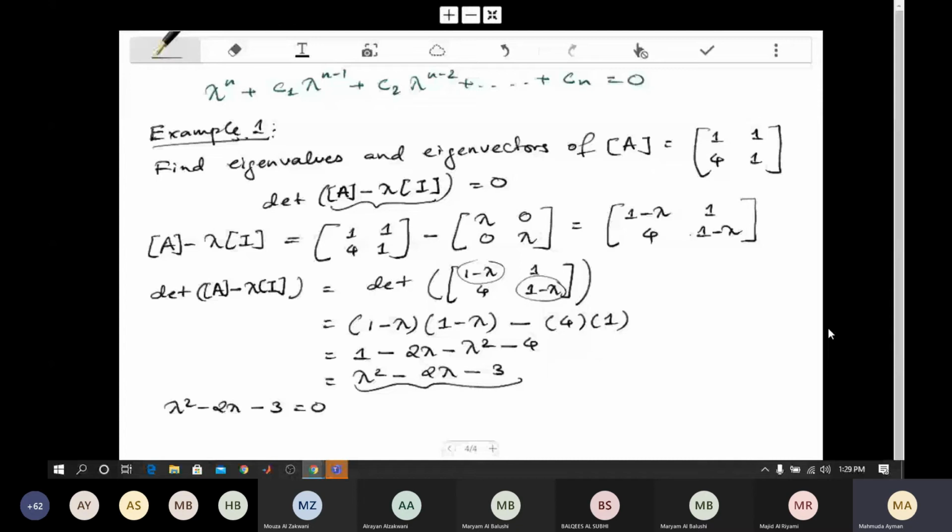Okay, fine. You got confused there. No problem. I'll rewrite it. So here, I'll rewrite this step. Here we have A minus lambda times the identity matrix.